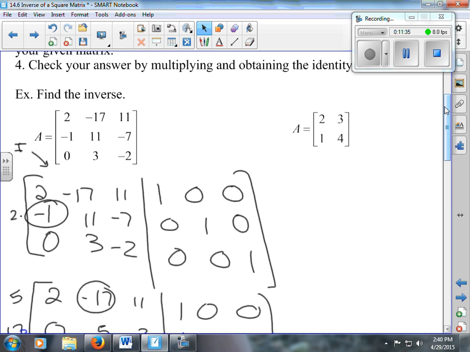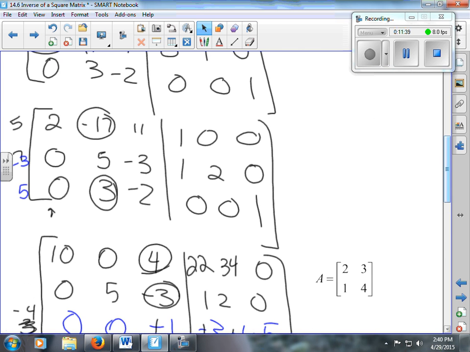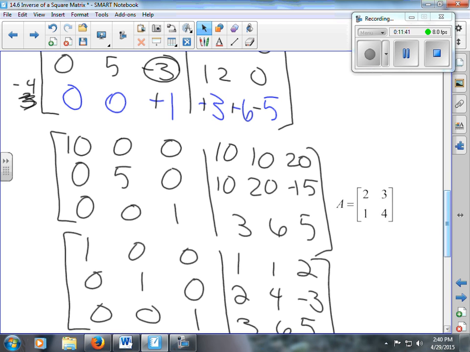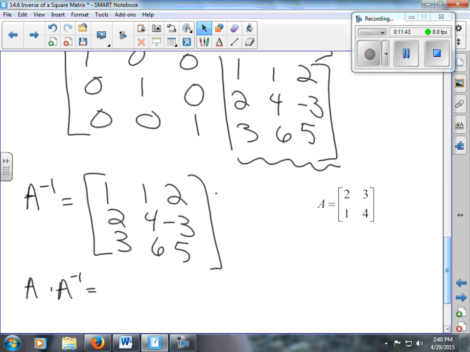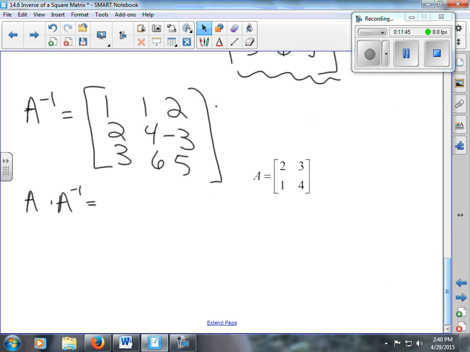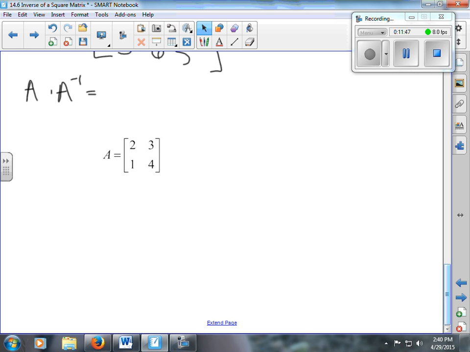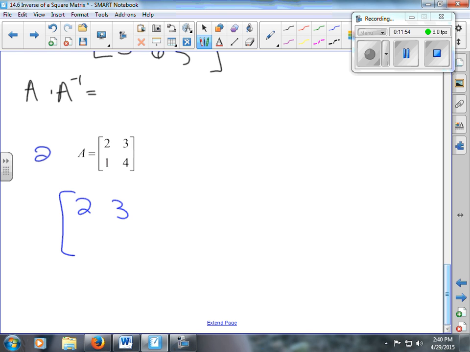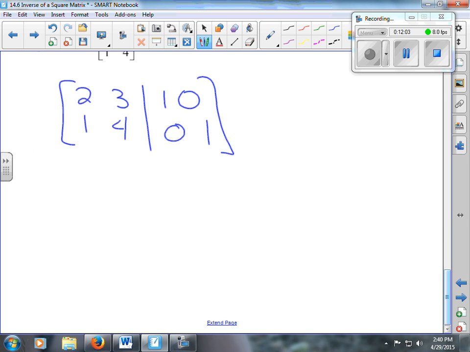All right. The second example is going to be much simpler. It is a 2 by 2, so it's easier. It's less work. I'm going to pull it down here. Okay. So example 2, and you're going to check that. All right, so we have a 2 by 2, and it's 2, 3, 1, 4. I'm going to augment that with the 2 by 2 identity matrix. Now I'm going to do row operations until the left side looks like the identity.